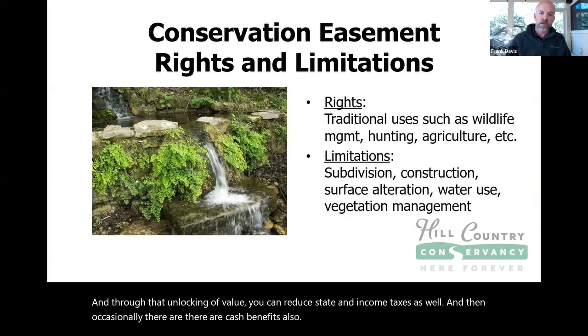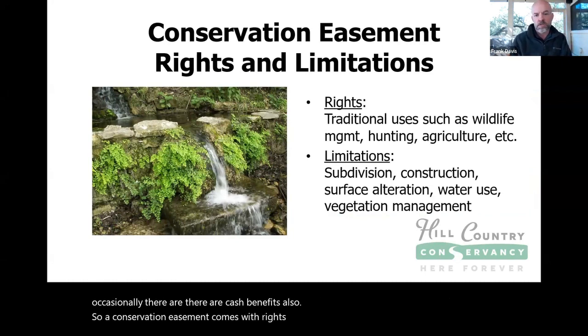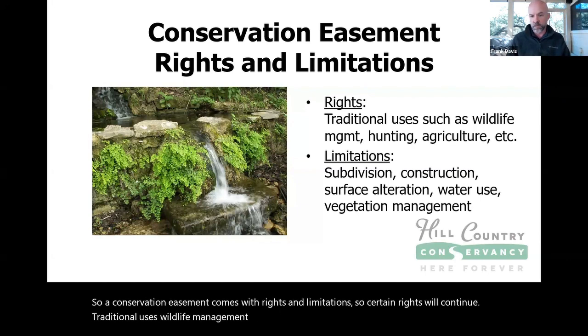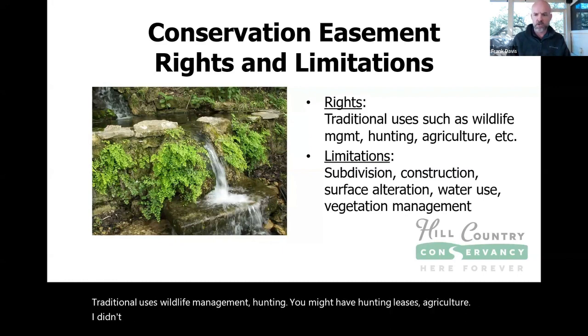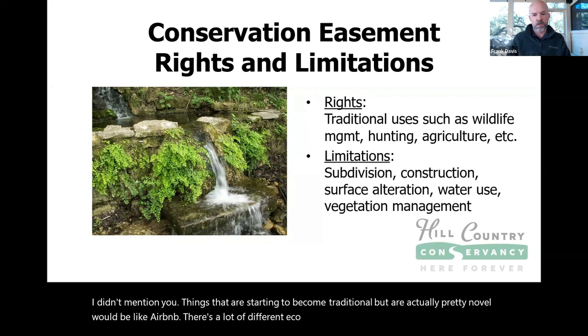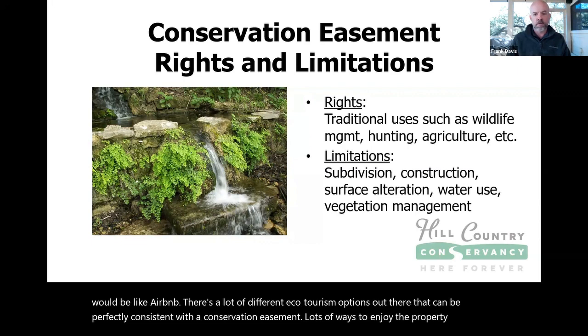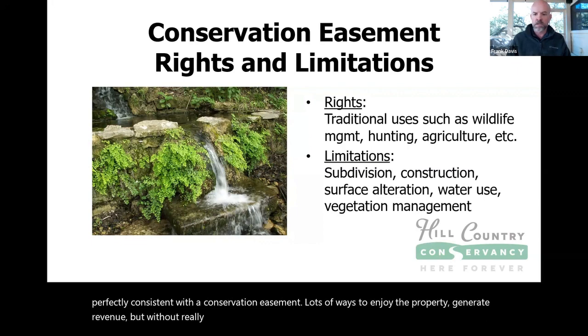So a conservation easement comes with rights and limitations. So certain rights will continue. Traditional uses, wildlife management, hunting. You might have hunting leases, agriculture. I didn't mention, things that are starting to become traditional but are actually pretty novel would be like Airbnb. There's a lot of different ecotourism options out there that can be perfectly consistent with a conservation easement. Lots of ways to enjoy the property, generate revenue, but without really impacting it negatively in any significant way.